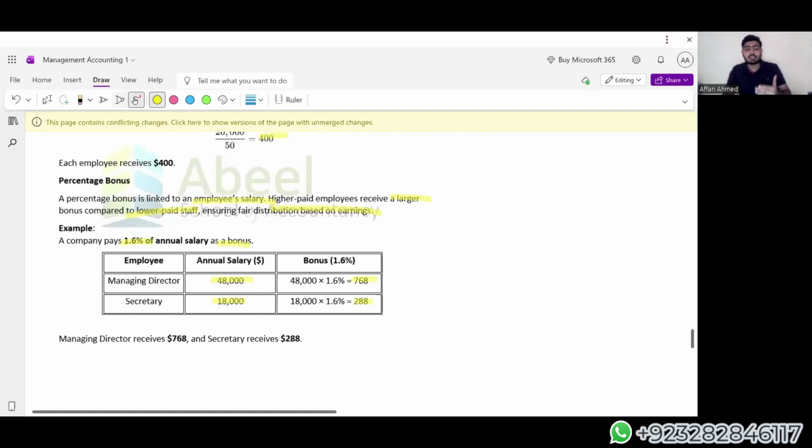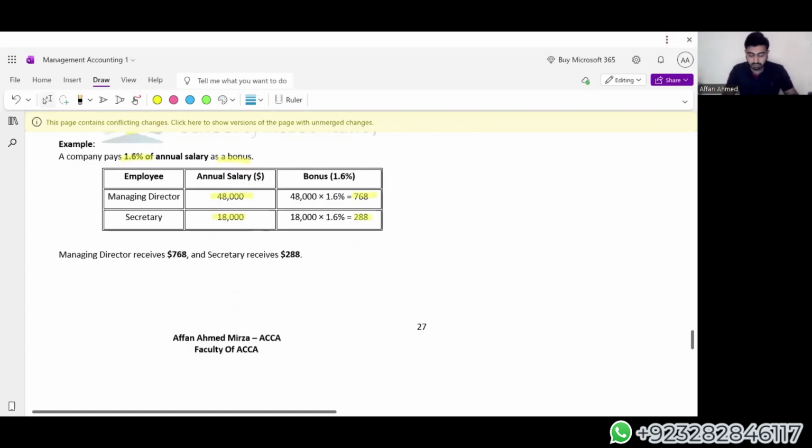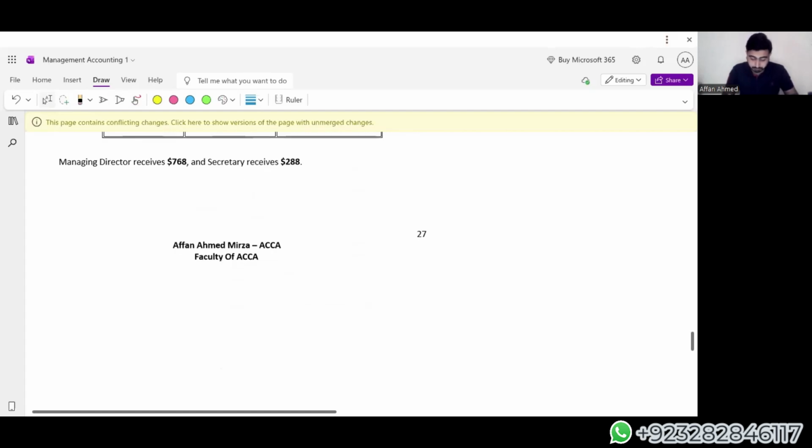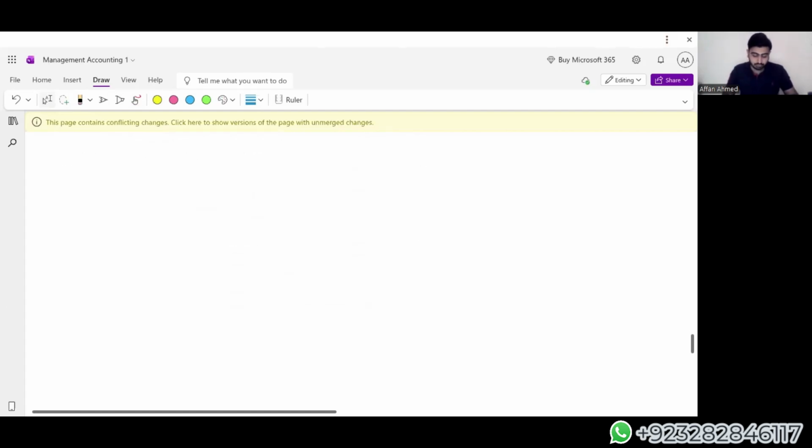Now, why is the difference? The difference is between the risk and return that they're generating. The managing director is going to have a higher bonus because he's taking the most risk. He is the person who is making things happen. So he's going to be paid a higher amount in this situation. The secretary is an employee that is useful, that is important, but is not as important as the managing director. So the percentage of the salary is the best mode of payment according to the employees. Now, I believe this was clear to you guys.